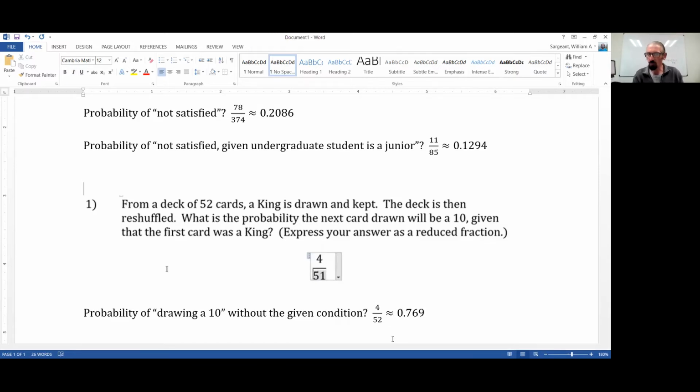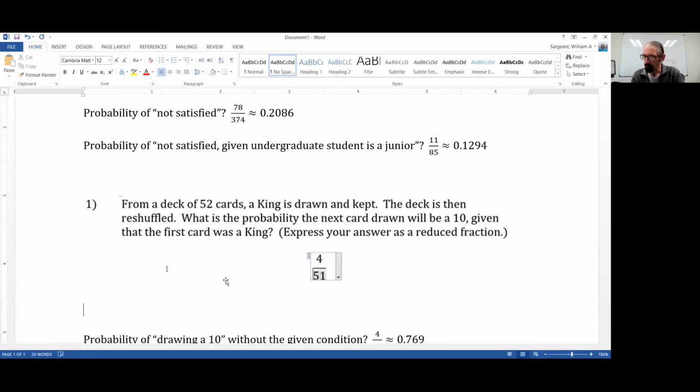Okay, so in the previous one, when we added in the condition that the student is a junior, the probability went down. If we add in on this one the condition that we've already drawn another card and did not replace it, we kept it, and it was a king, now the probability of a 10 is 4 out of 51. You should see that's going to go up because we're dividing by something smaller.